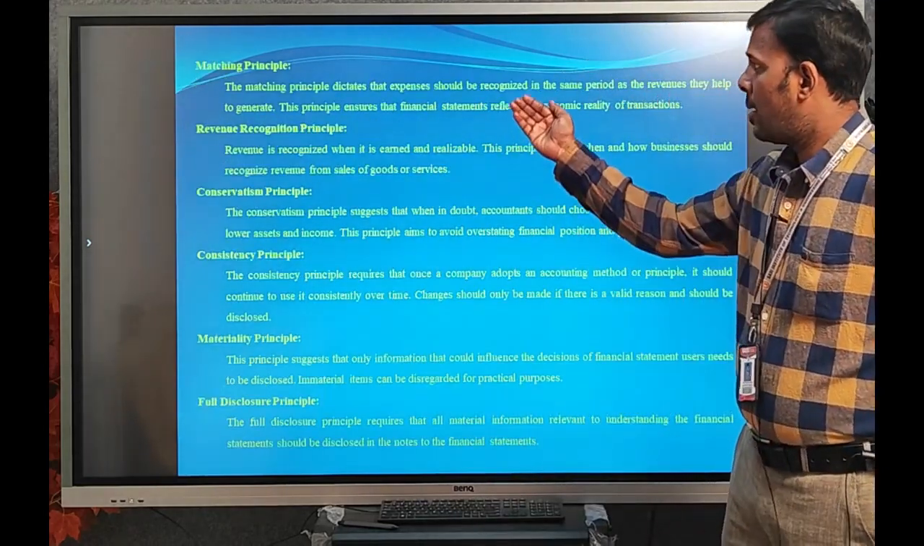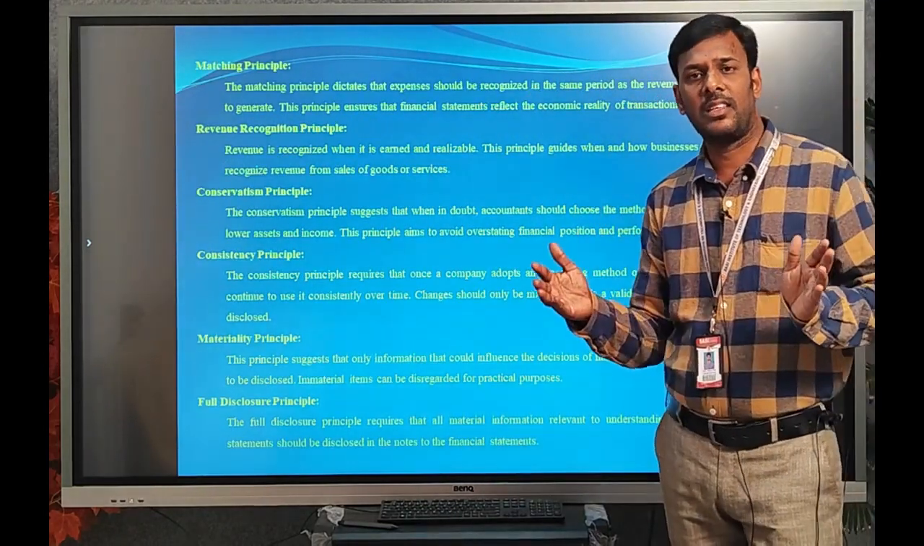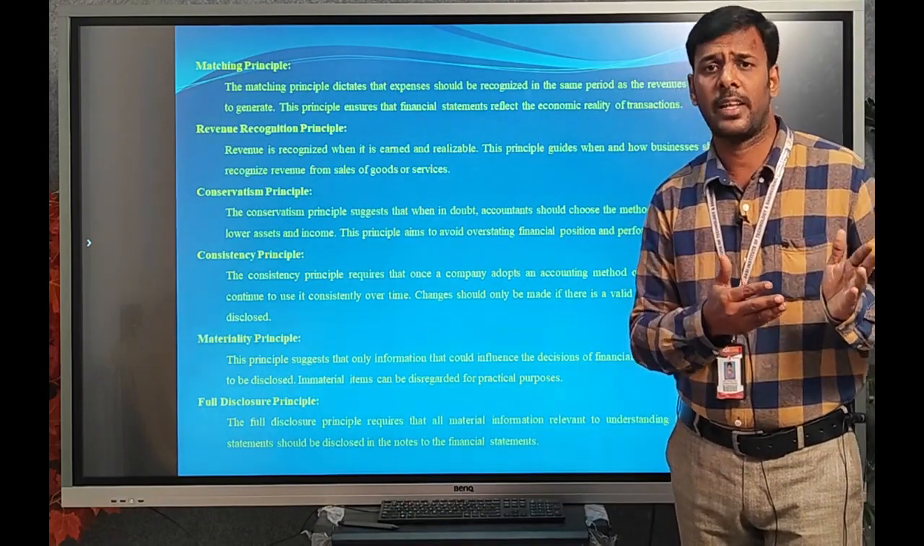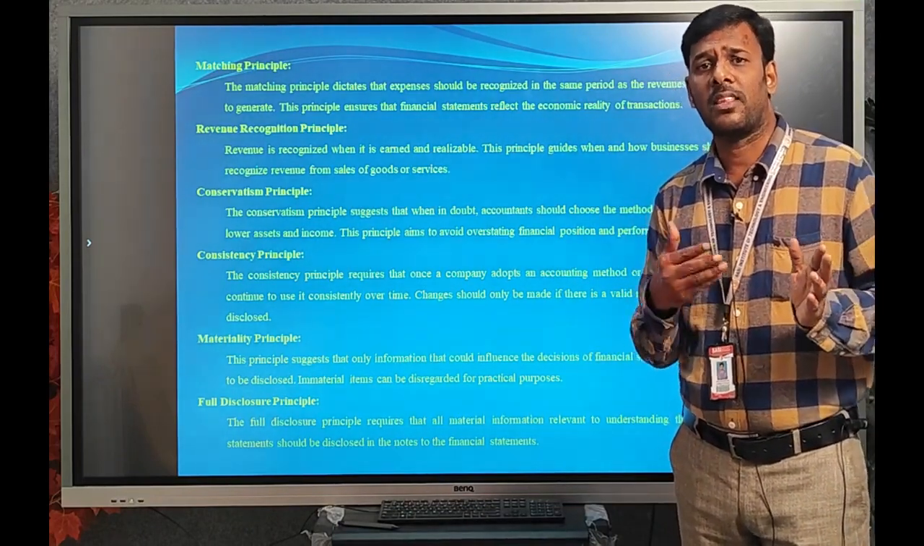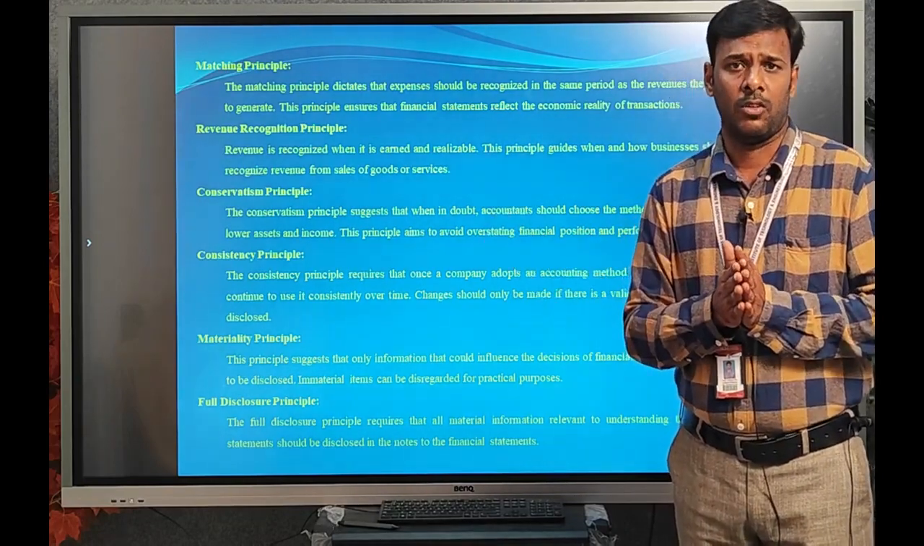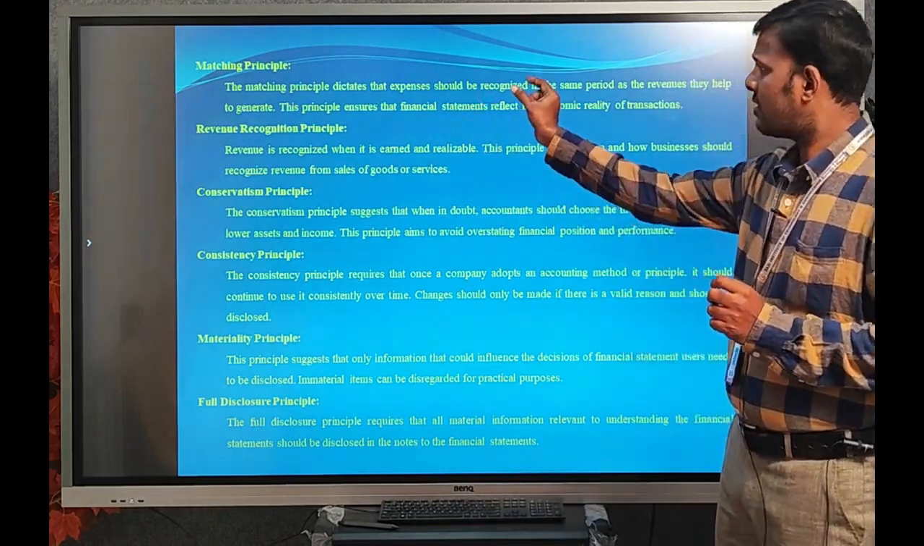The next one is the matching principle. Yes, whatever things are happening in the organization should be matched. If it is 10 rupees, whatever transactions happen with the 10 rupees have to be exactly matched. So that is called the matching principle.